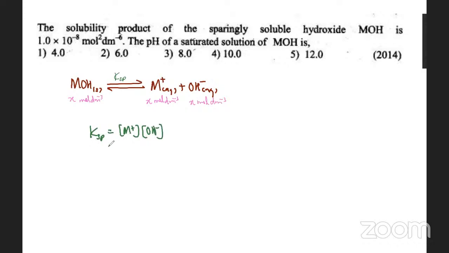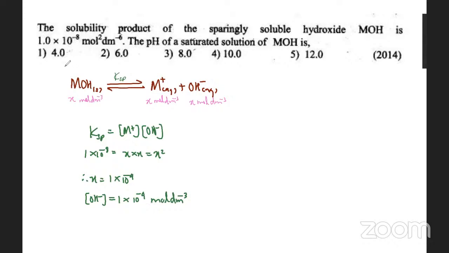We write KSP is equal to concentration of M plus into concentration of OH minus. Now KSP is provided there, 1 into 10 to the power minus 8 equal to x into x, which is x squared. So x is equal to 1 into 10 to the power minus 4. X is OH minus concentration, which is equal to 1 into 10 to the power minus 4 mole per decimeter cube. And if OH minus concentration is 1 into 10 to the power minus 4 mole per decimeter cube, now answer 4 is there.